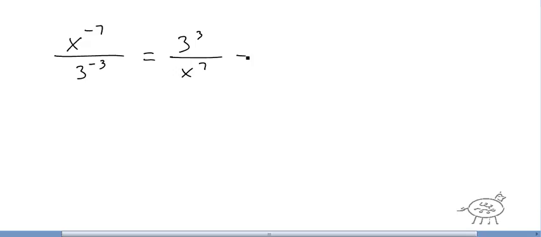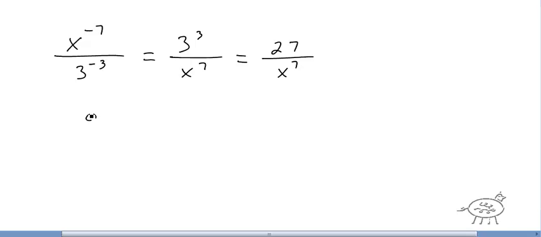Let's try another one. x to the negative 7th over 3 to the negative 3rd power. Again, looks a little complicated, but it's not. Remember the rule. Negative exponents move to the other side of the fraction, so it becomes 3 to the 3rd power. On the bottom, x to the positive 7. No numbers with exponents, so 3 cubed. Don't say 9. It's not 3 times 3. It's 3 times 3 times 3. So that's 27 over x to the 7th. Okay?